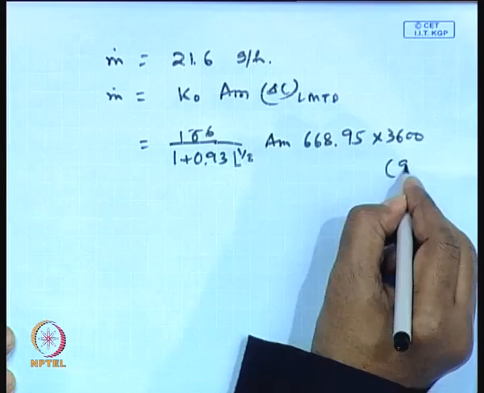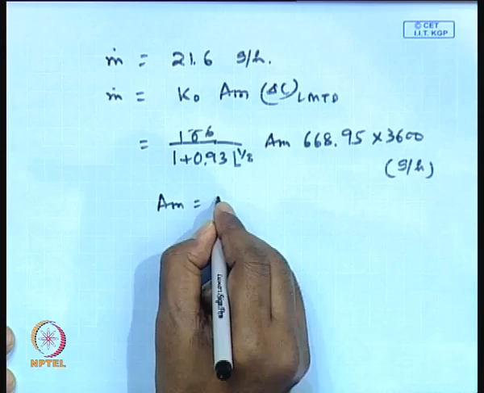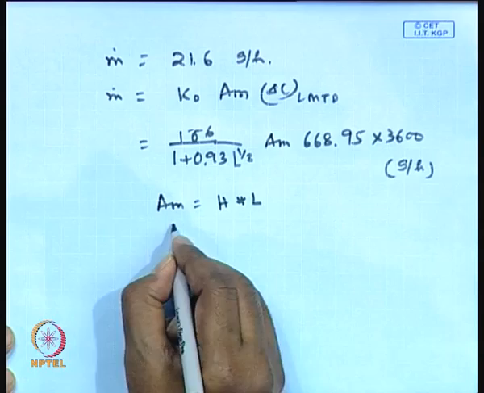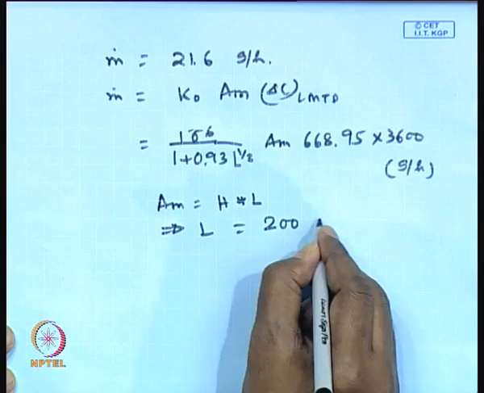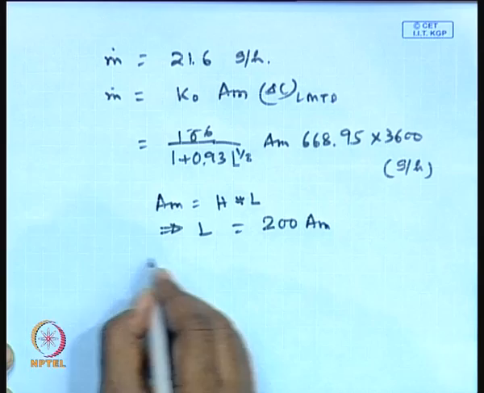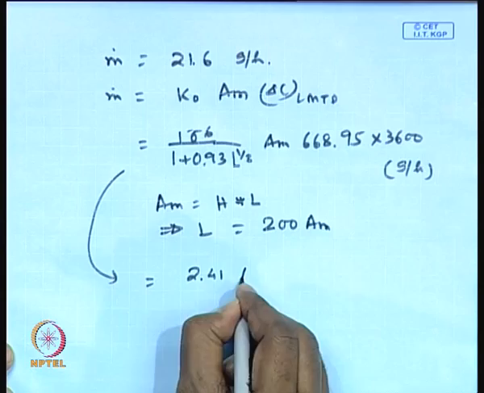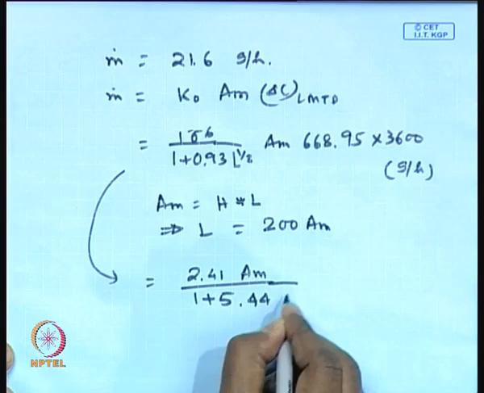Now, A_m, what is A_m? A_m will be the full height multiplied by the length of the membrane, right. So, L can be replaced in terms of total membrane area. L will be nothing but 200 times A_m. So, if you put that, this turns out to be 2.41 times A_m divided by 1 plus 5.44 A_m to the power 1 upon 3.